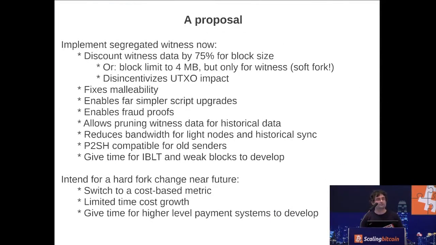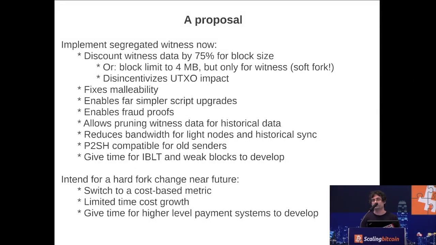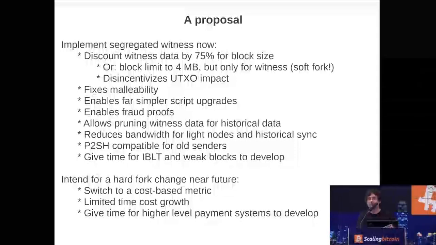So this is my proposal for what we do right now: we aim to get segregated witness in production soon. And what we do is we discount the witness data by 75%. So this enables us to say we allow four times as many signatures in the chain. What this normally corresponds to with the typical transaction load we've been seeing is around a 75% capacity increase for transactions that start using it.